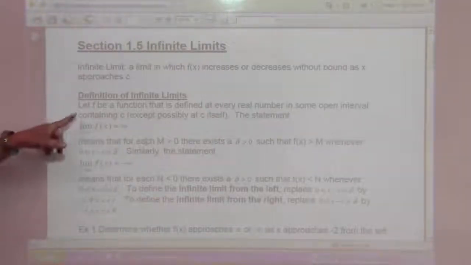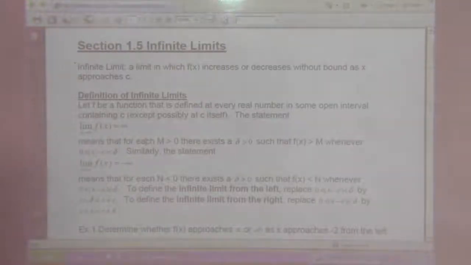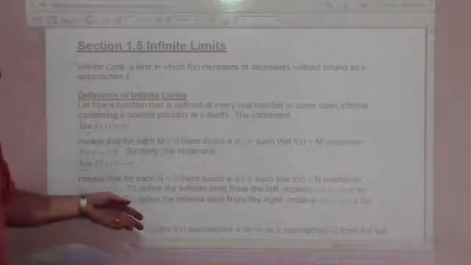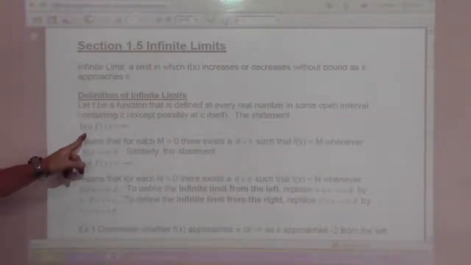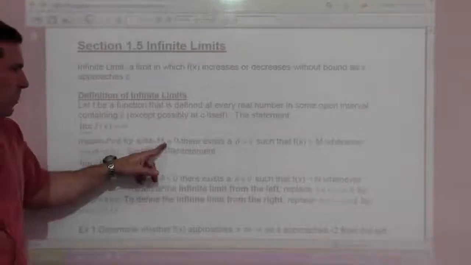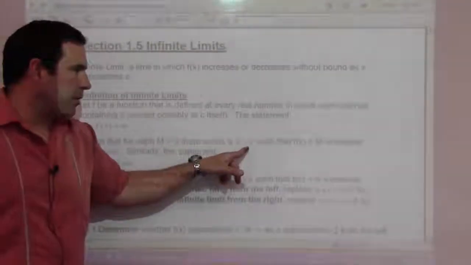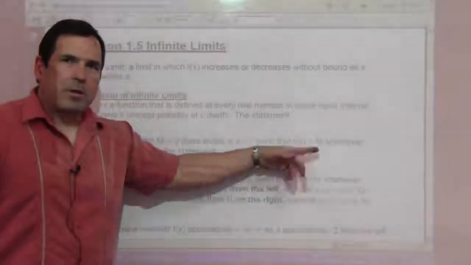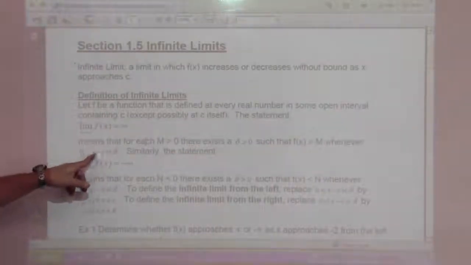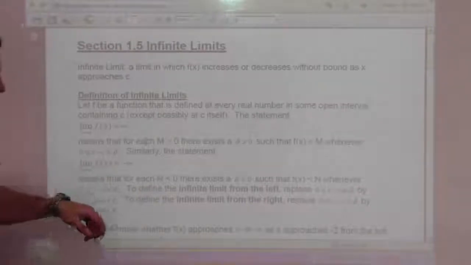So, the definition of infinite limits: let f be a function that is defined at every real number in some open interval containing c, except possibly at c itself. The statement, the limit as x approaches c of f of x equals infinity, means that for each M greater than 0 there exists a delta greater than 0 such that f of x is bigger than that M whenever 0 is less than the absolute value of x minus c less than delta.